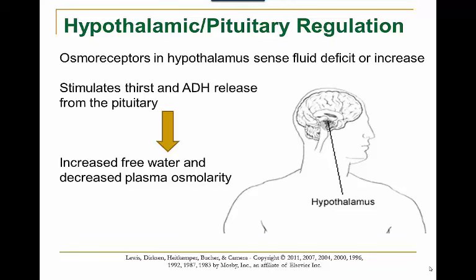So we have these osmoreceptors in the hypothalamus, and they actually sense fluid deficit or increase. And when they sense especially deficit, they'll stimulate thirst, and they'll also trigger the release of ADH, which is the anti-diuretic hormone, which means we don't have release of urine. So it will stimulate ADH release from the pituitary, which therefore increases free water. When we increase the water volume, we decrease the concentration, the osmolarity. So it increases the water and decreases the plasma osmolarity.